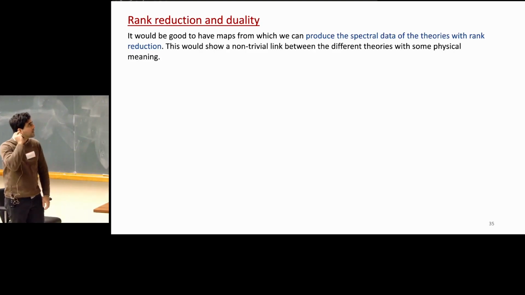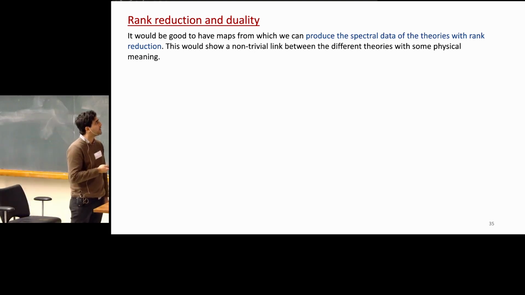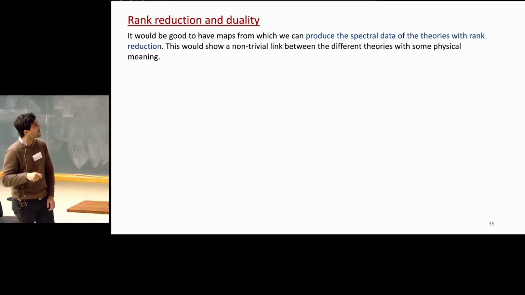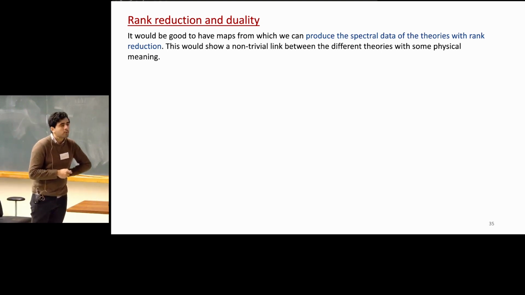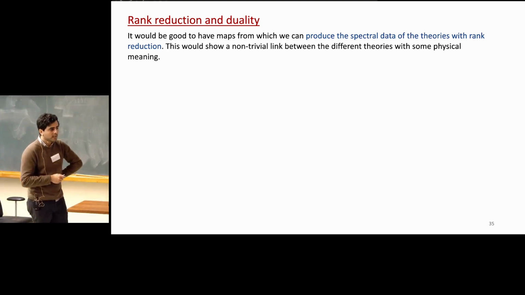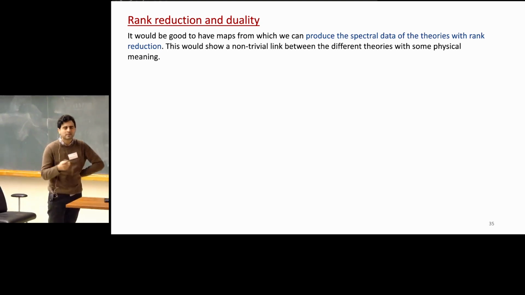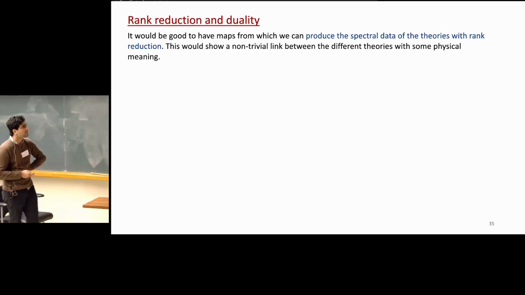Rank reduction and duality. I say that it would be nice to have a rank reduction map in these non-supersymmetric theories. I think it's a good thing to have because then you can very easily produce the spectrum of these theories. But remember that those maps have a physical realization as frozen singularities or identified planes, things like this. So if we had something here that we could prove formally, then it might have some physical meaning. Okay.